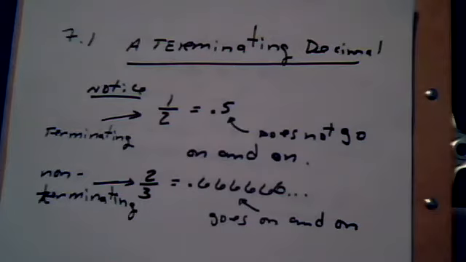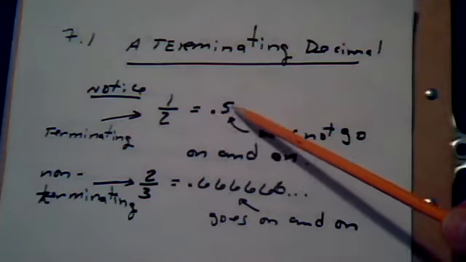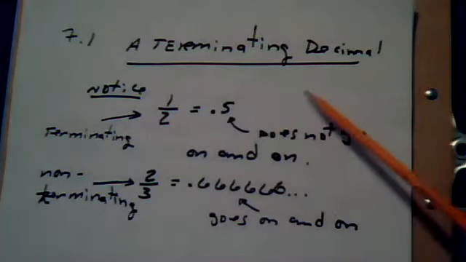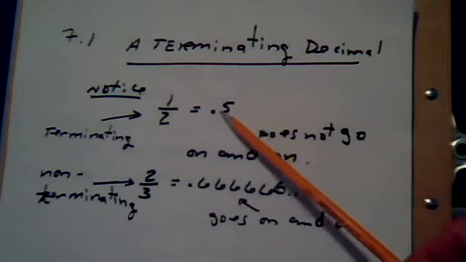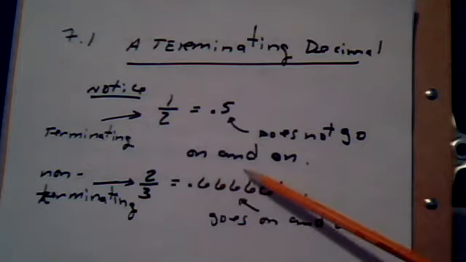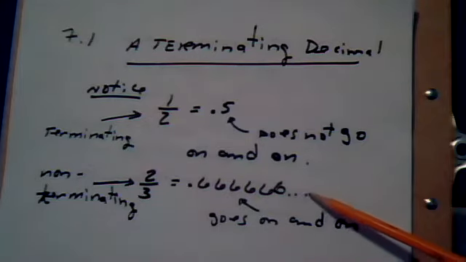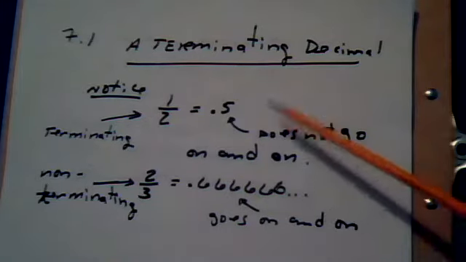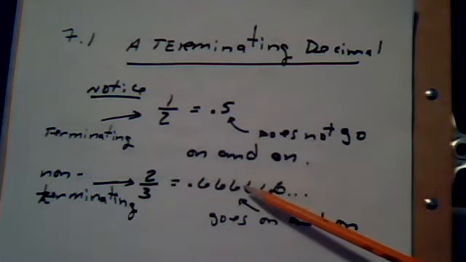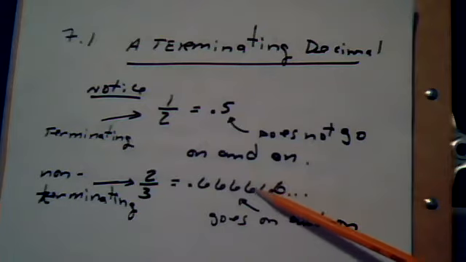We have terminating decimals. Terminating means that the number you see on this side stops. It doesn't go on. It terminates. It stops right here. It's 0.5. Notice this one, 0.6666, and these ellipses tell you that this goes on forever. So this is terminating. This is non-terminating. And the term that's usually used is a repeating decimal. A non-terminating decimal is a repeating decimal.